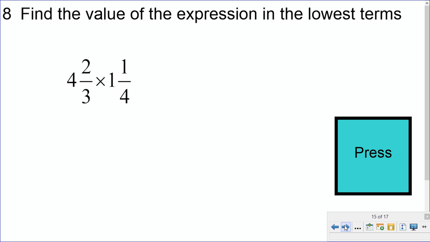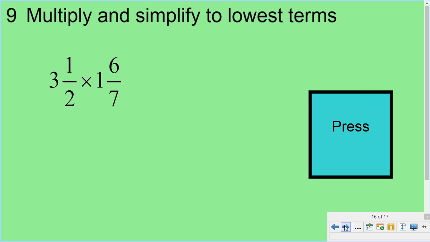Here's another problem you can try in your spare time. Find the value of the expression in the lowest terms. 4 2/3 times 1 1/4. And there's another one you can try. Multiply and simplify to lowest terms. 3 1/2 times 1 6/7.